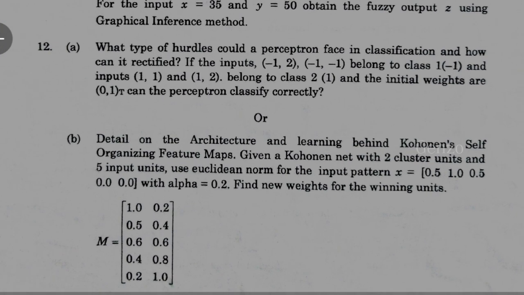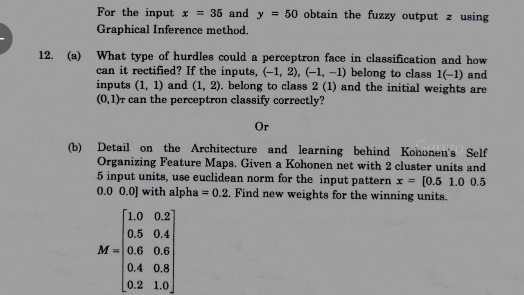12a. What type of hurdles could a perceptron face in classification and how can it be rectified? If the inputs (-1, 2), (-1, -1) belong to class 1 of -1 and inputs (1, 1) and (1, 2) belong to class 2 of 1, and the initial weights are (0, 1)T, can the perceptron classify correctly?